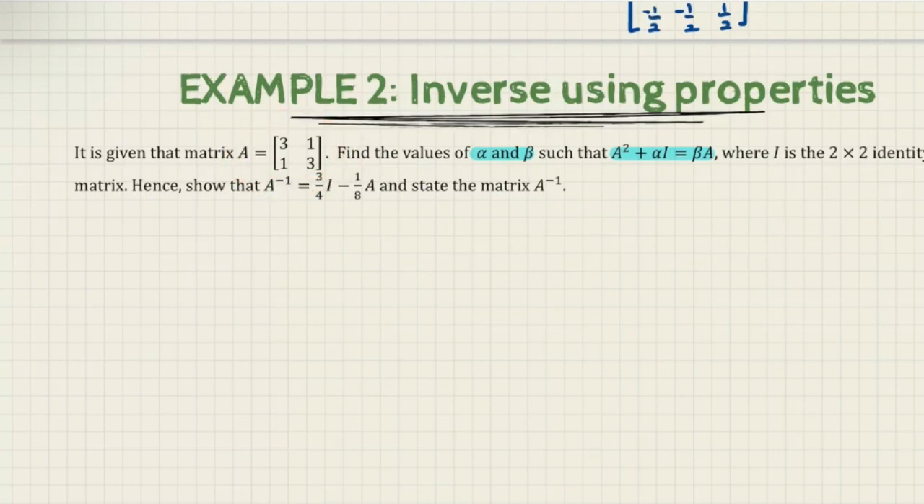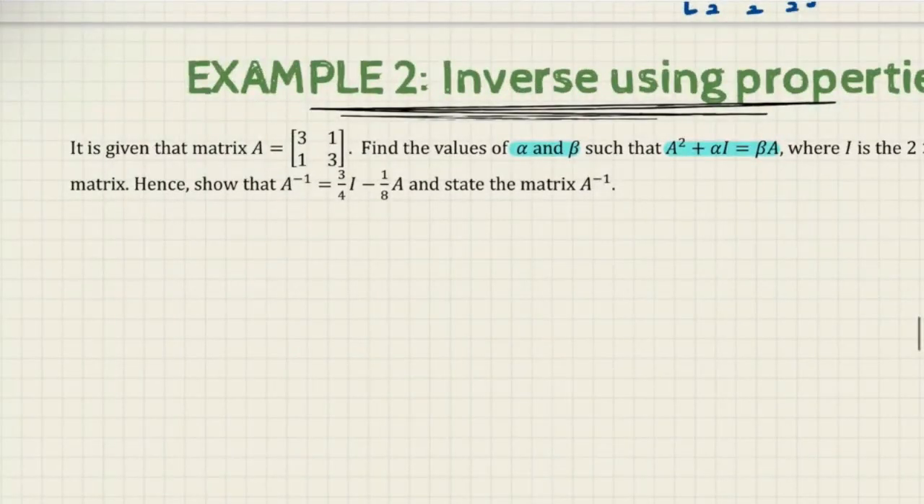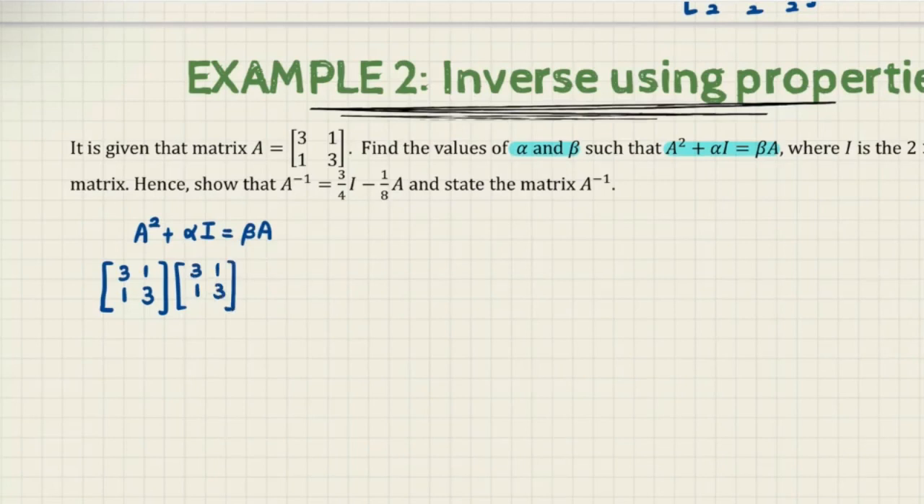Okay, so first step adalah saya akan tulis dahulu the equation. So A squared plus alpha I sama dengan beta A. Okay, kemudian saya gantikan dengan matrix. So A squared maksudnya 3, 1, 1, 3 didarabkan dengan itself, 3, 1, 1, 3. Tambah alpha I. I tadi apa? Identity matrix. 1, 0, 0, 1. Equals to beta didarabkan dengan matrix A, 3, 1, 1, 3.